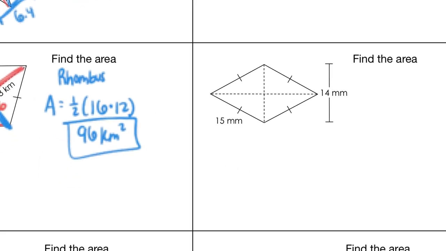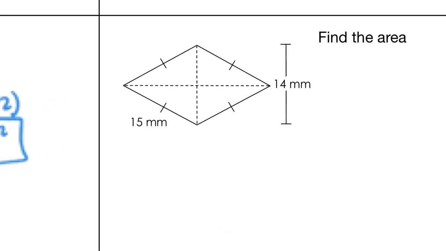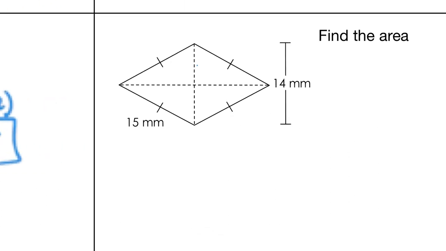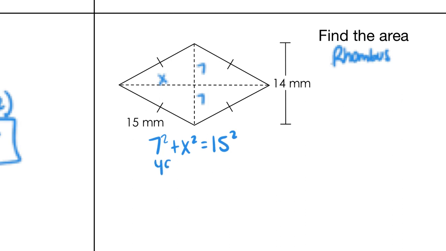The next one is also a rhombus, really kind of the same idea. So if that's 14, this is 7, this is 7. In a rhombus, the diagonals do bisect each other, meaning they're both cut in half. So that would definitely be 7 for each. Let's do the Pythagorean theorem to find this. So do 7 squared plus x squared equals 15 squared.